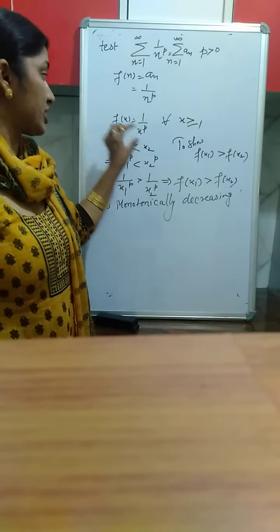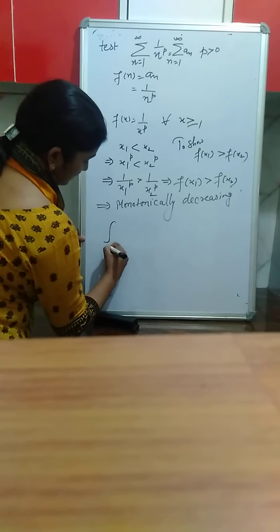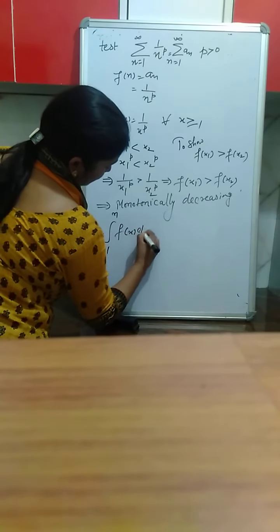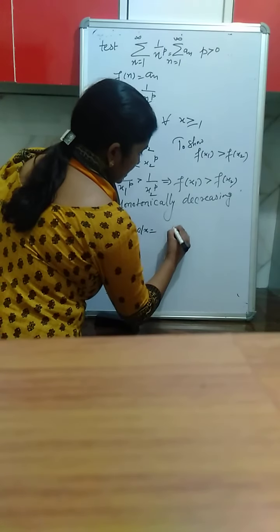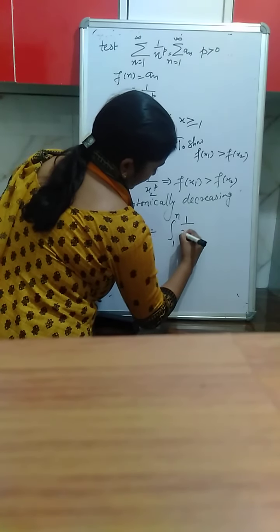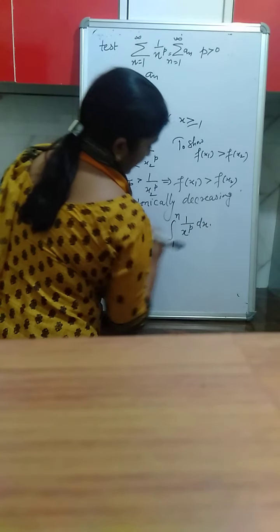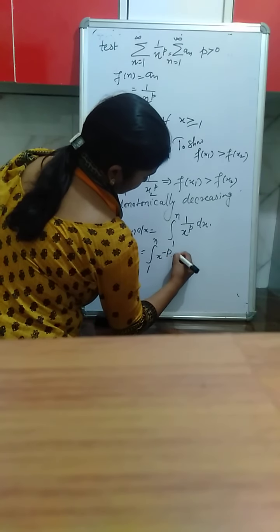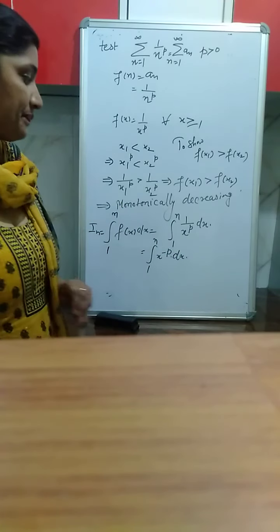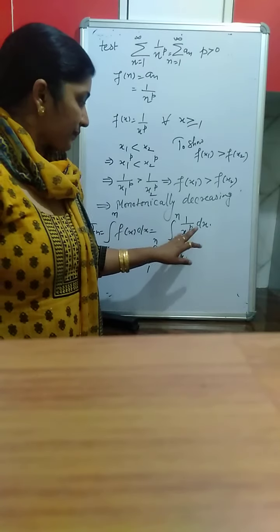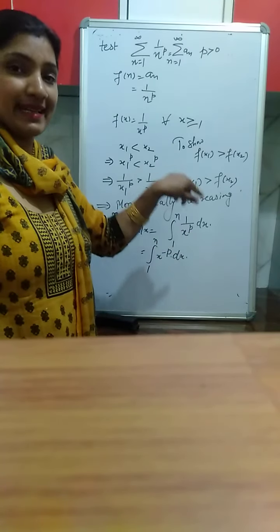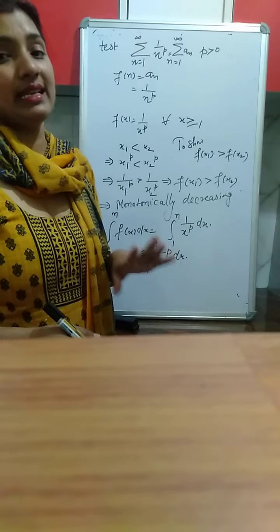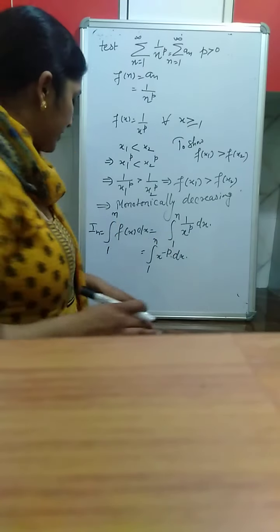We know that In is the integral from 1 to n of f of x dx. So this is the integral from 1 to n of 1 upon x raised to the power p dx. This is the integral from 1 to n of x raised to the power minus p dx. Okay, clearly we have three cases: when p is greater than 1, what is the integration when p is equal to 1, and when p is less than 1? So we will discuss three cases separately.